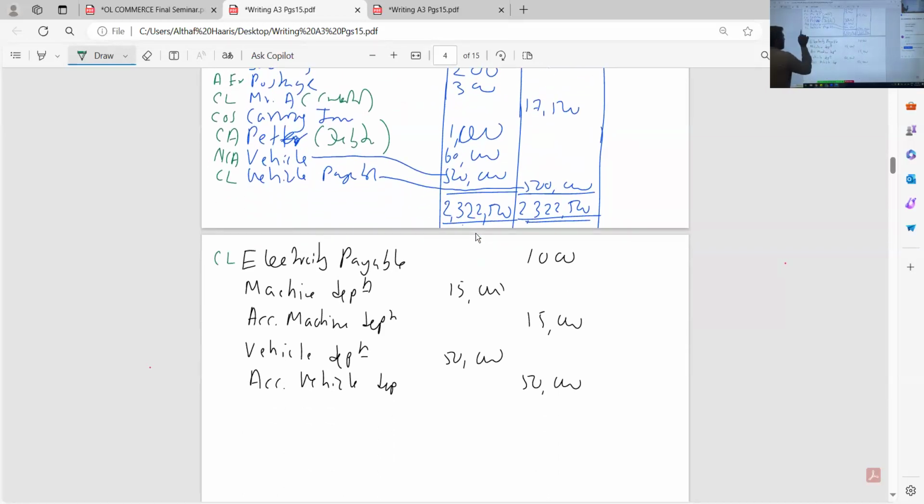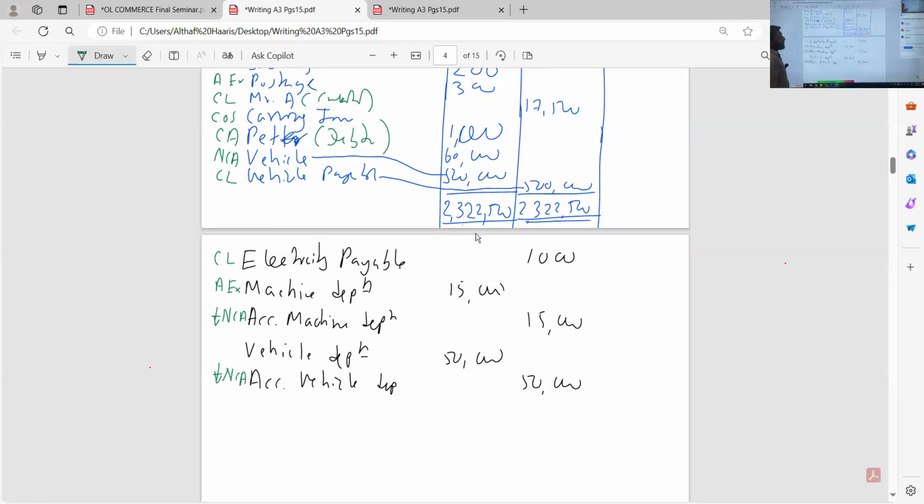Electricity payable, current liability. Machine depreciation, what expense? Tell me, people. Admin, distribution, finance? Machine depreciation, admin expense. Here, accumulated depreciation is a reduction of non-current asset.